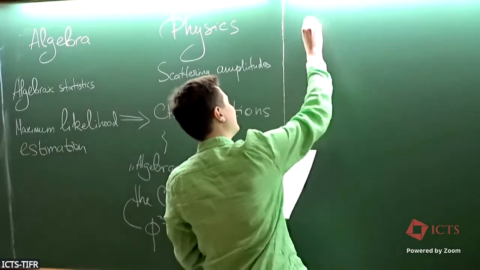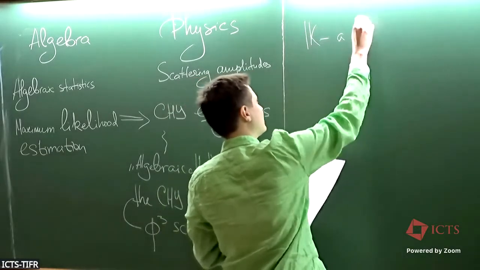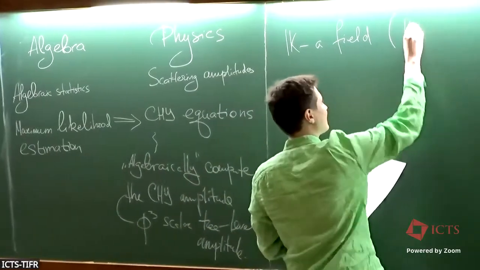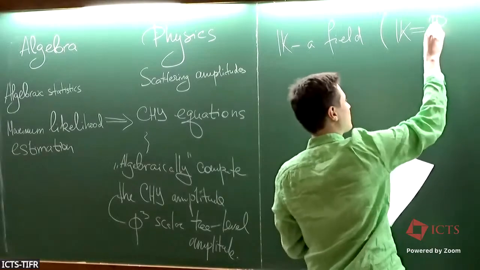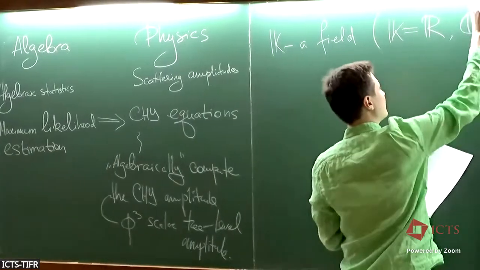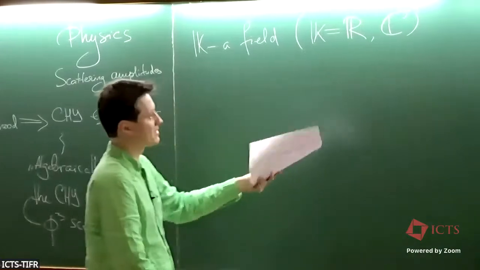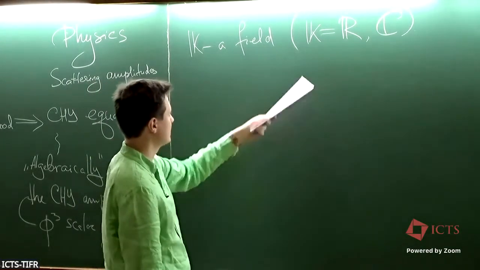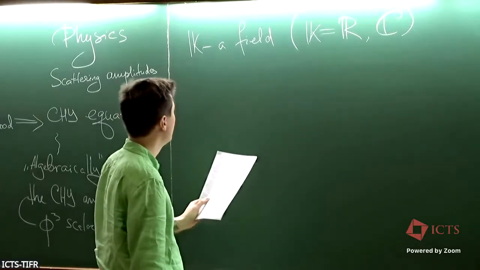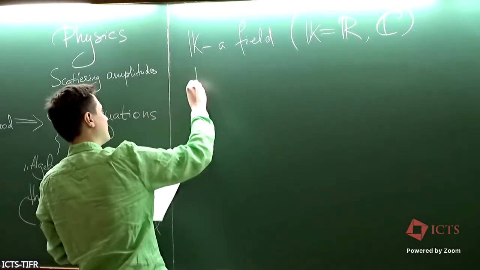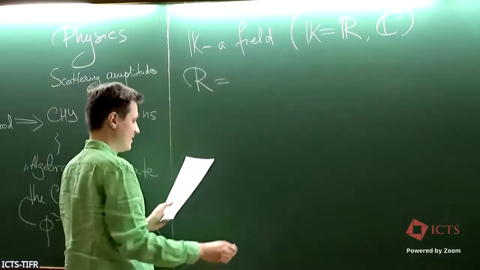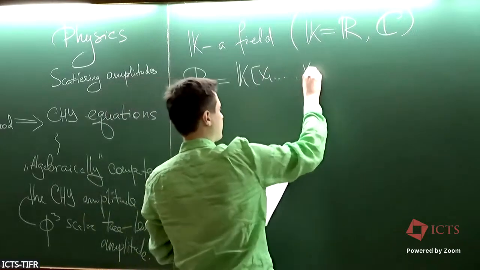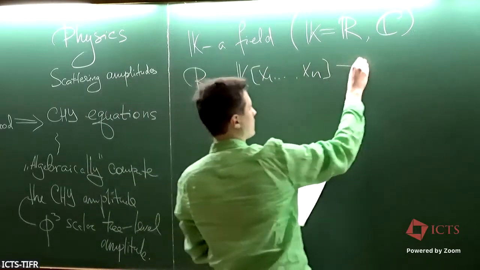So K for us is a field. And actually for today, there's only two fields. It's either the real numbers or the complex numbers. So when it's clear whether we work with real or complex numbers, I will just write R or C. When it's not clear and the setup works in both cases, I will just write K, and that's what I mean. Then the ring R is the ring of polynomials in n variables over the field K. That's the polynomial ring.